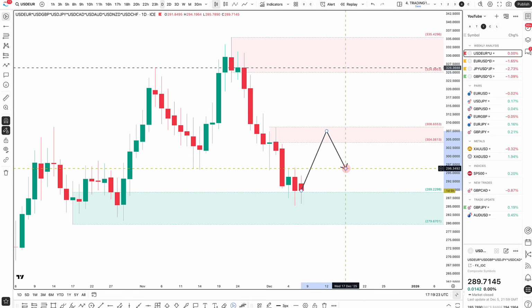Now, heading into 2026, the dollar actually starts to get stronger again in the first month or two of 2026, or the new year.